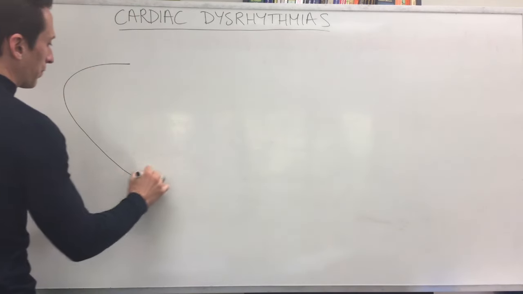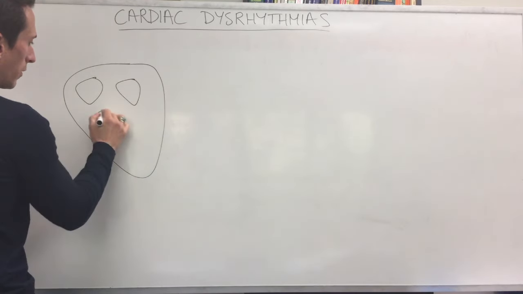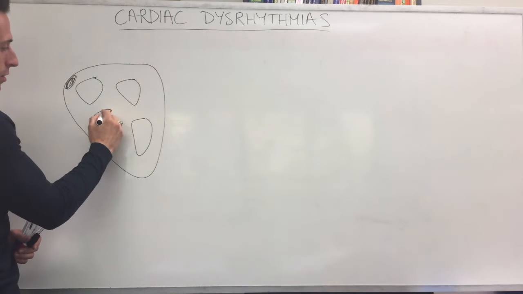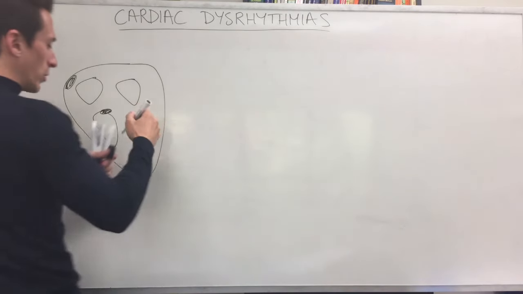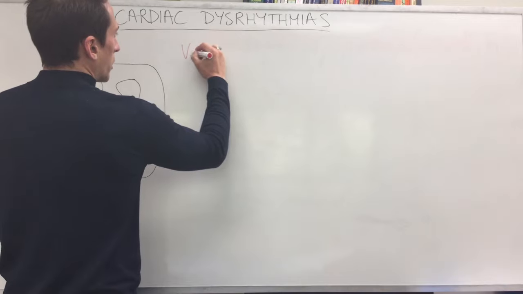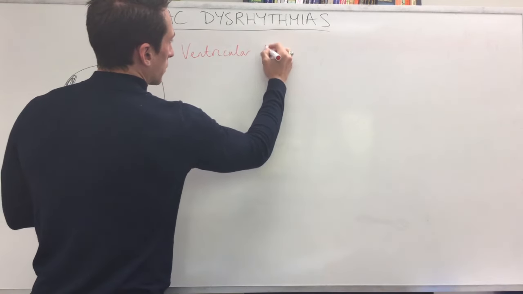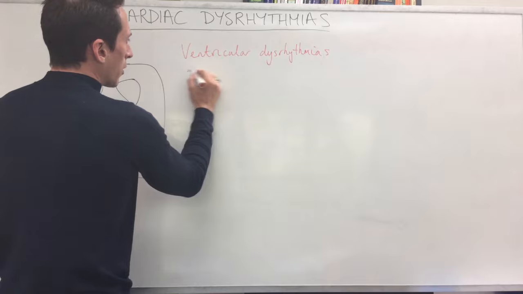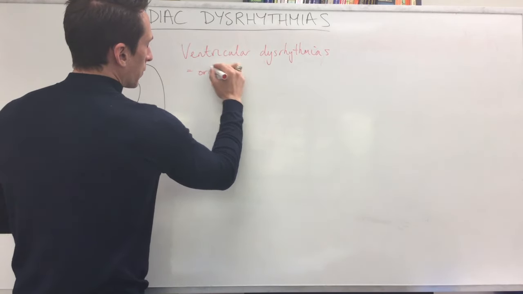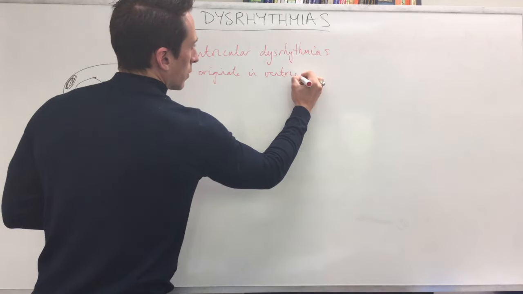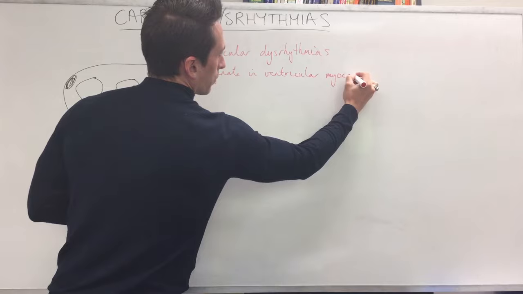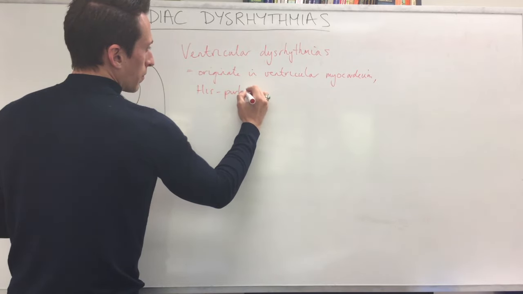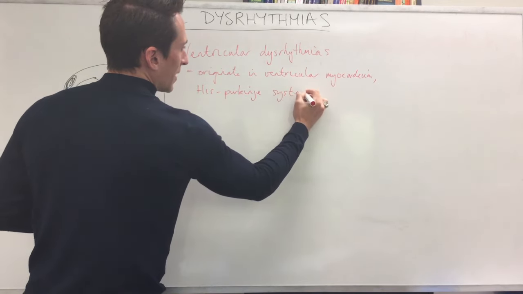So again, draw up the heart, atria, ventricle. We spoke about those that originate at the SA node, spoke about those that originate in the atria, spoke about those that originate at the AV node. Now we're talking about cardiac dysrhythmias of the ventricles, so ventricular dysrhythmias. Ventricular dysrhythmias are those that originate in ventricular myocardium or the His-Purkinje system. That's what we're referring to.